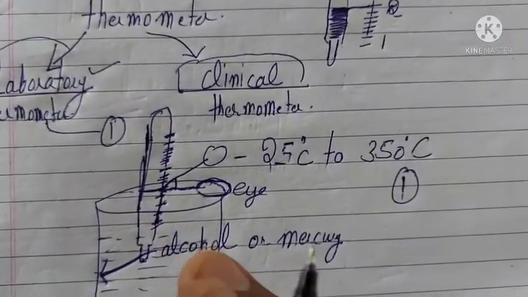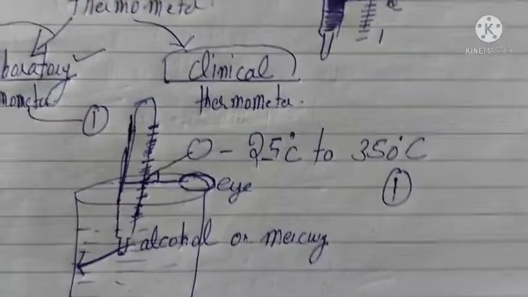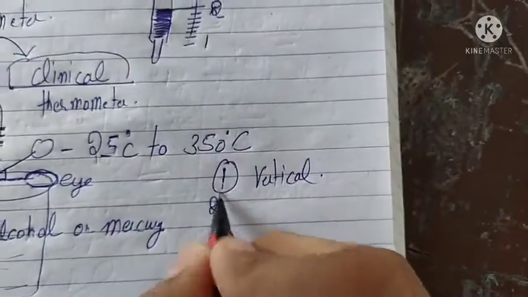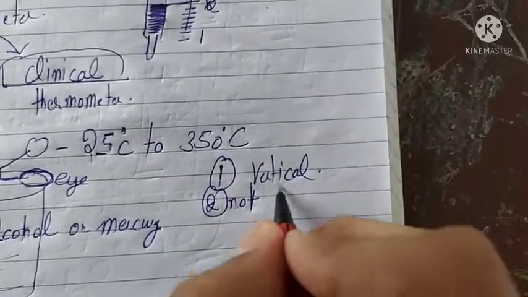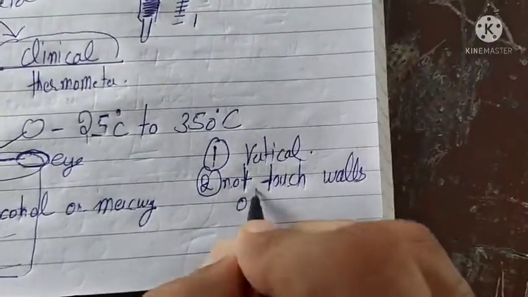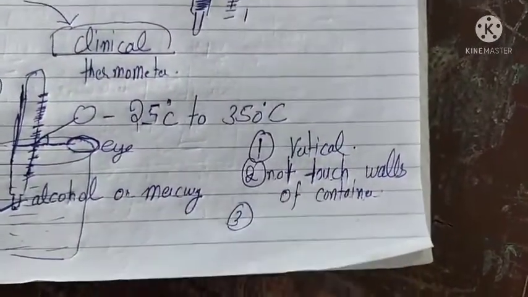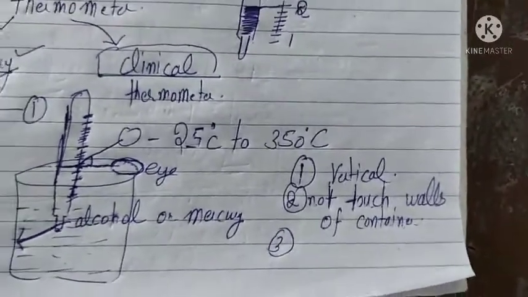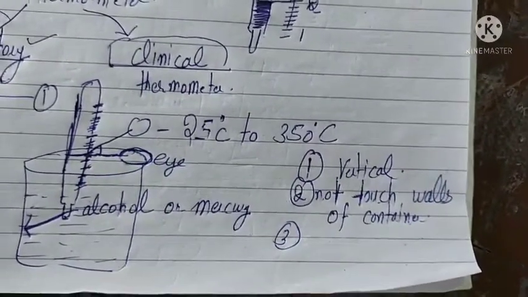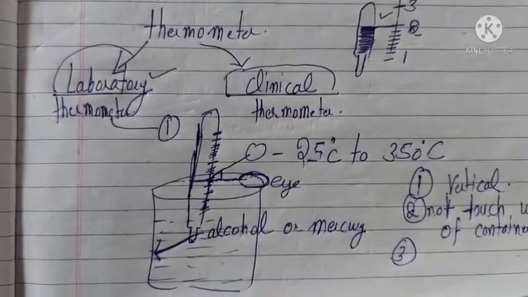And while taking the reading, you should always take 2 to 3 readings in order to avoid error. So it should be vertical, and it should not touch the walls of the container. When you are measuring the temperature, the thermometer should be present in between the liquid. It should not be out of the liquid. Try to take 2 or 3 readings in order to avoid the error. So this is all about this laboratory thermometer.